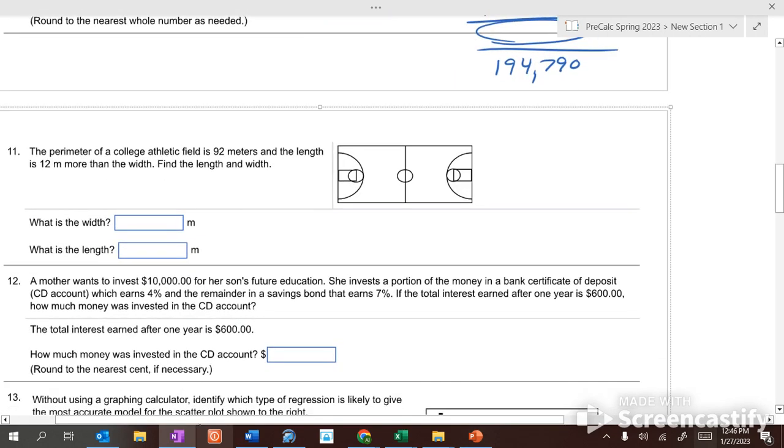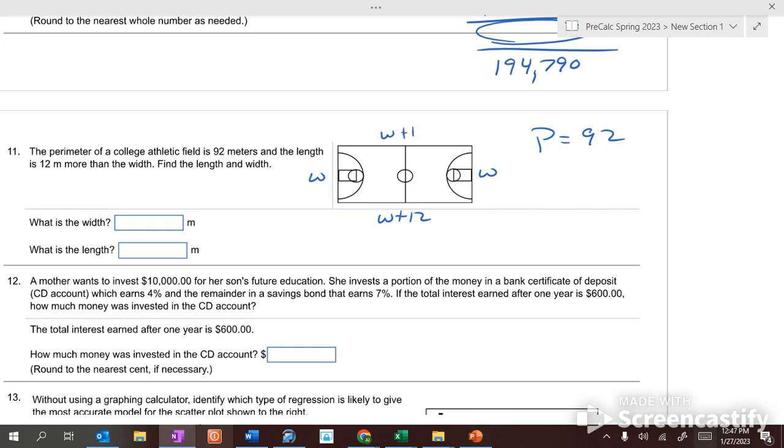College athletic field is 92 meters in perimeter. Okay? The length is 12 more than the width. So if the width is W, the length is W plus 12. So you add them up. So 4W plus 24 equals 92. Figure out the width, figure out the length.